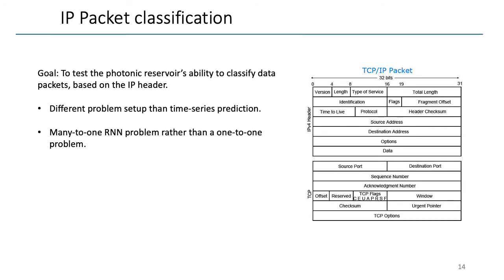We then looked at the reservoir's performance on a simple IP packet classification task based on the IP header field, where the reservoir acts as a sort of optical firewall on an incoming binary data stream. This classification problem is slightly different than the time series prediction, since this is a many-to-one RNN problem, rather than a one-to-one problem.